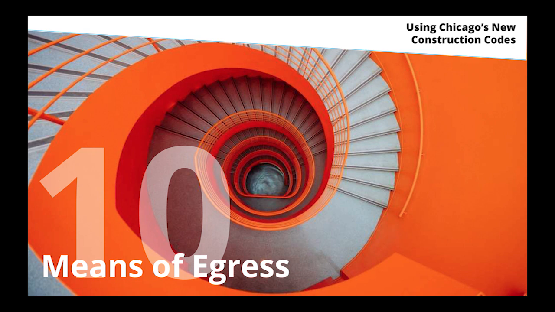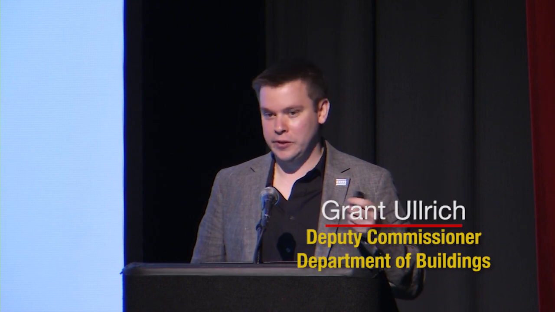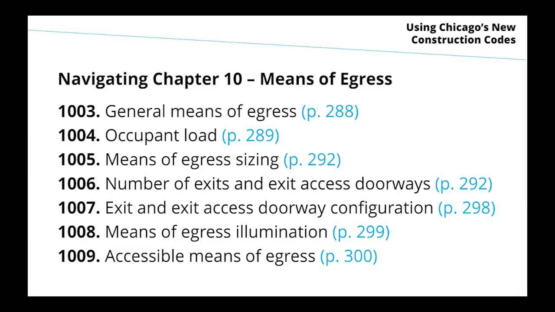Means of egress. This chapter covers exiting. Our current code isn't really very clean with the terms it uses. Everything's an exit, exit, exit, exit. Exit is a very specific thing in the model codes. It's when you get to the enclosed part of the means of egress. So moving towards the national terminology is hopefully going to clear some things up.